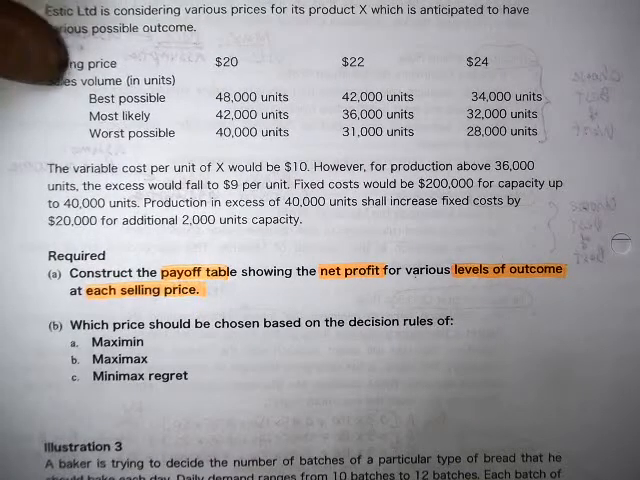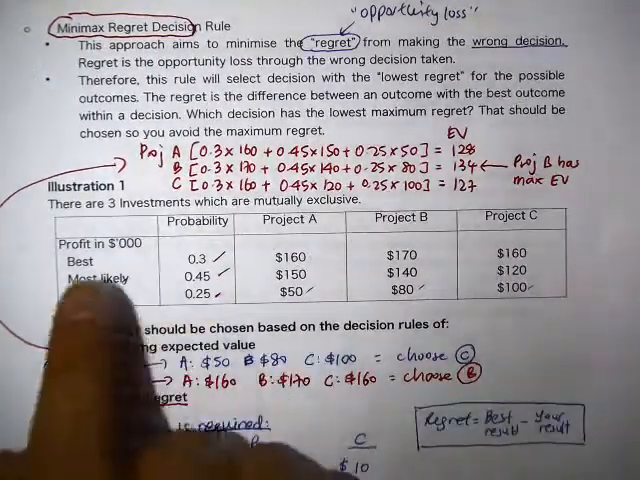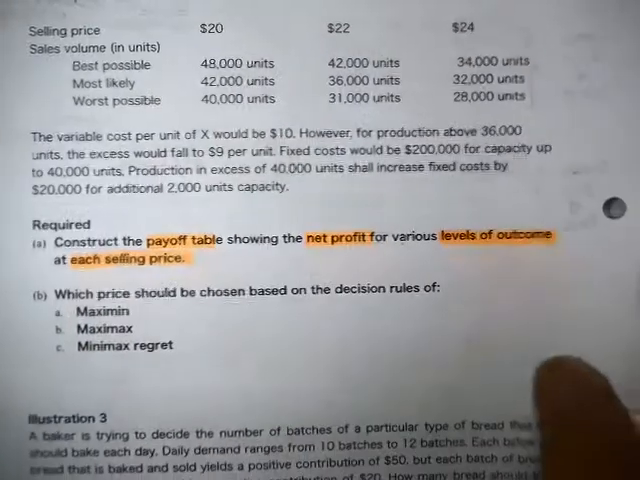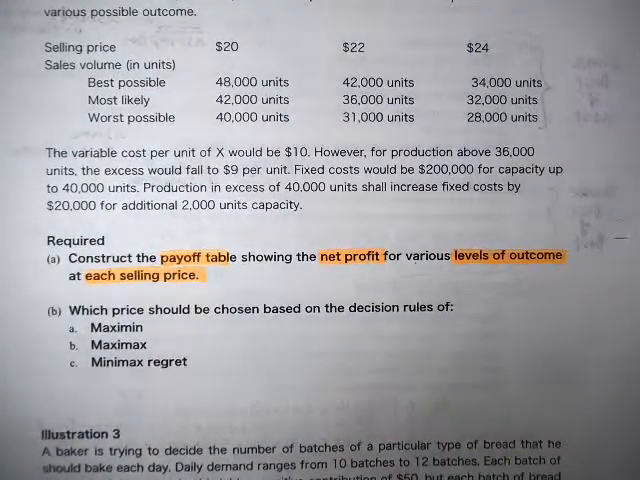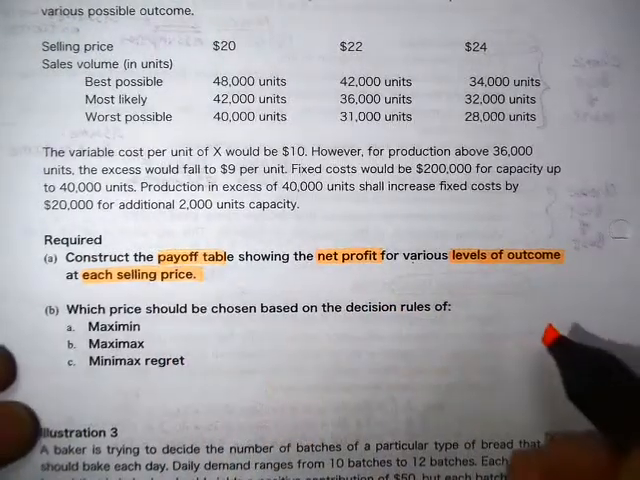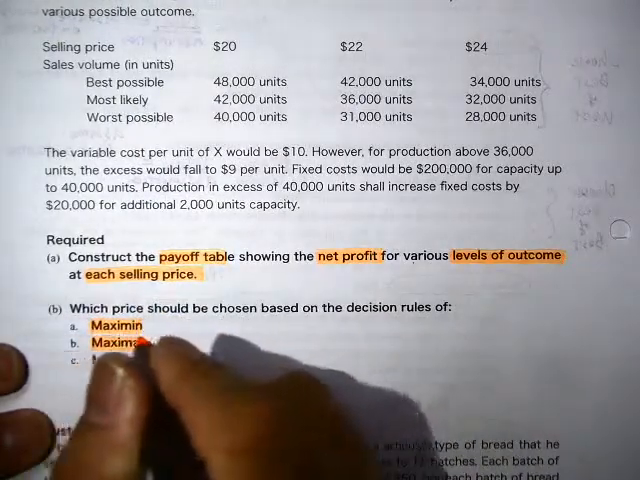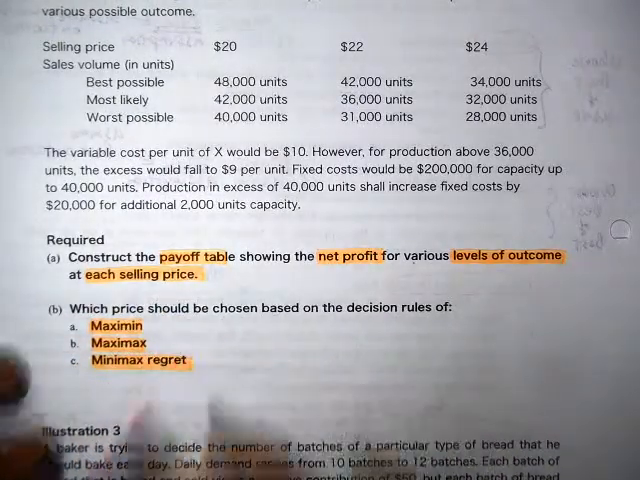See, you can start the decision rule straight in the earlier example because I already gave you the profit. See the idea? But here, you are not given the profit. You must calculate the profit yourself. Then only they ask you which price you should choose based on maximin, maximax, minimax regret. Okay?